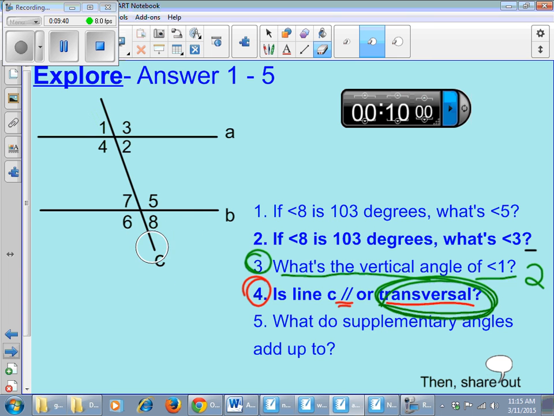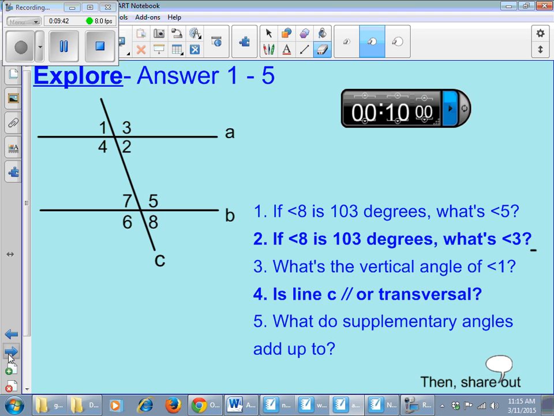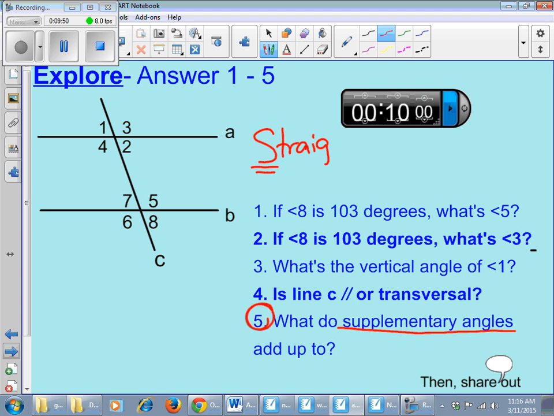Question number 5 simply asks, what do supplementary angles add up to? Well, supplementary means straight lines, and supplementary angles easily add up to 180 because you can turn the S into an 8. As a reminder, 180. So question 5, supplementary angles add up to 180 degrees.